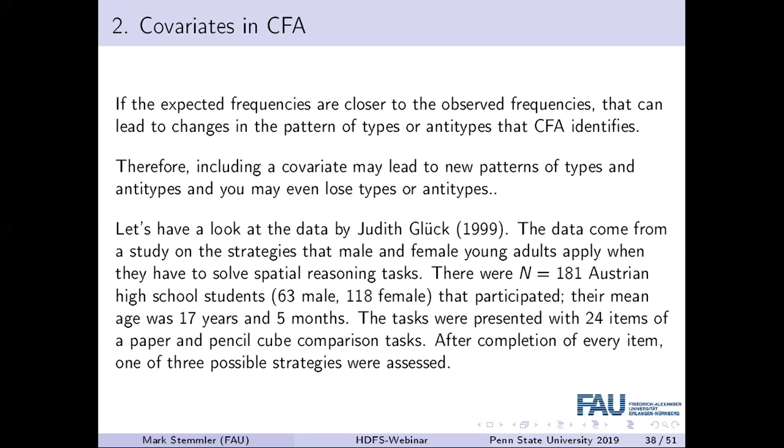This is a little bit contrary to our normal analysis of covariance, where we usually have a more clear picture, a more significant result in terms of the adjusted means. So here it's different. If you have a good covariate, you might lose types or antitypes.